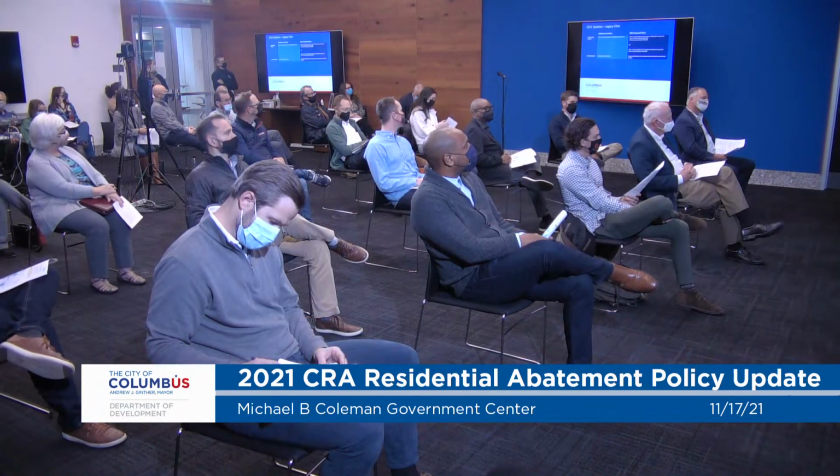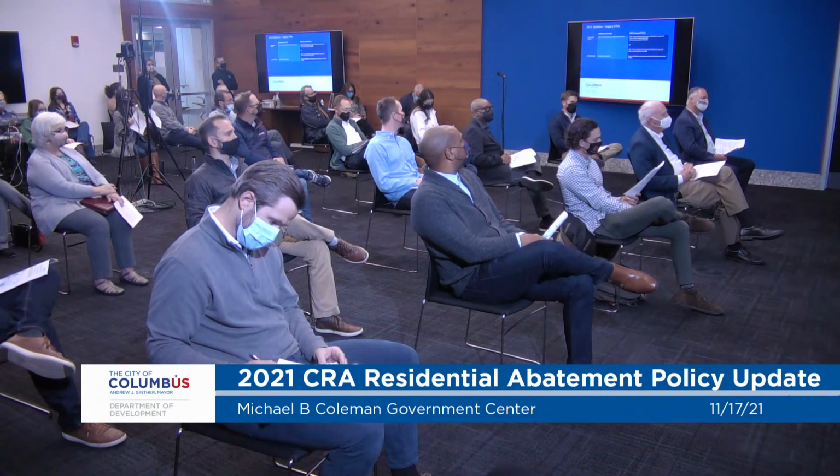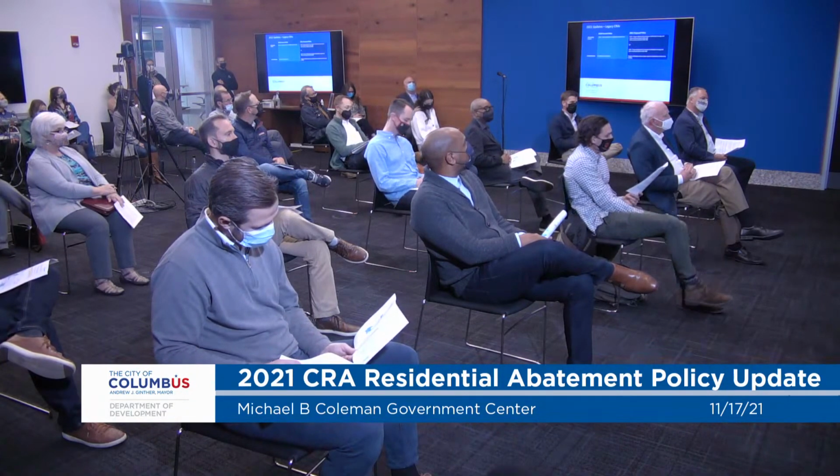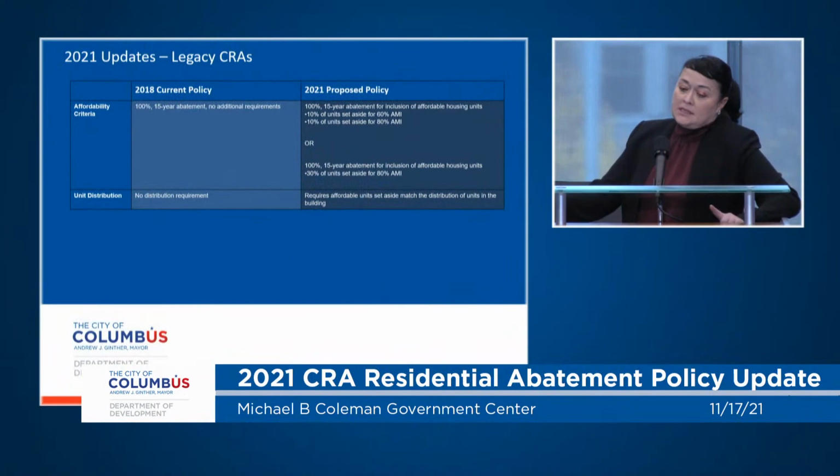Another update for 2021: we have a number of legacy CRAs. These are CRAs that were put in place prior to 1994, when there was a change in the Ohio Revised Code relative to CRAs. At this time, it is the downtown, the Brewery District, and the Jeffrey Place CRAs. There is no requirement for affordability today. There are some pretty big limitations to how much we can amend these legacy CRAs. And so we have a pretty straightforward update for 2021, again allowing the developer to choose either requirement: to provide 10% at 60% and 10% at 80%, or do that 30% of the unit set-aside at 80% AMI.